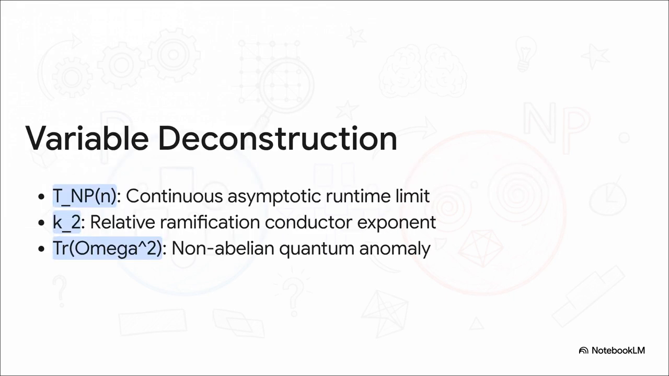Let's act as a quick translation layer for those variables. T_NP is our runtime limit. The K_2 is our NP wildness metric. Because the wild ramification anomaly matrix injects a massive quantum weight represented by the trace of omega squared, the modular bootstrap structurally locks the runtime right into that unbreakable exponential curve. If NP could somehow compress to polynomial bounds, this modular equation would lose its non-local braiding properties, completely destroying the mathematical consistency of physics at infinity.